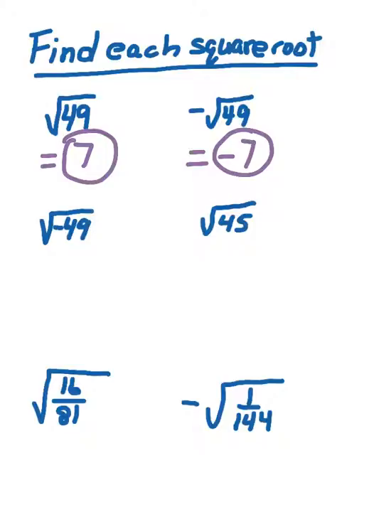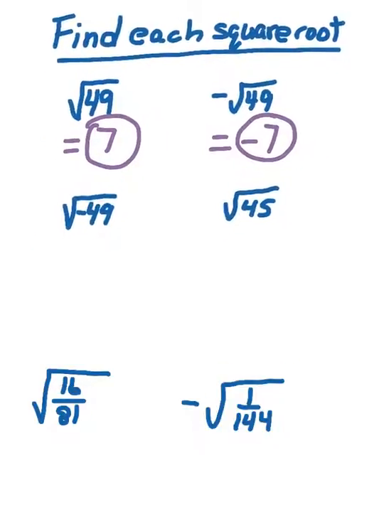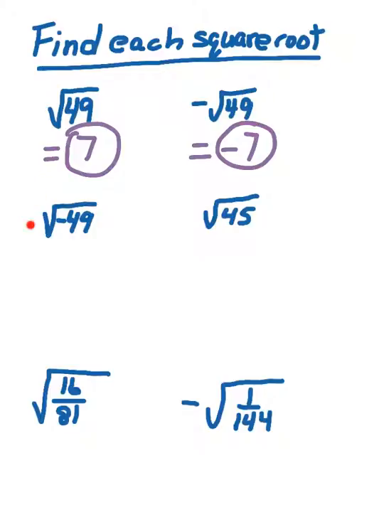Now, there is no number that multiplies by itself to get -49, so we'll consider this to be the null set. I could write that for that one.